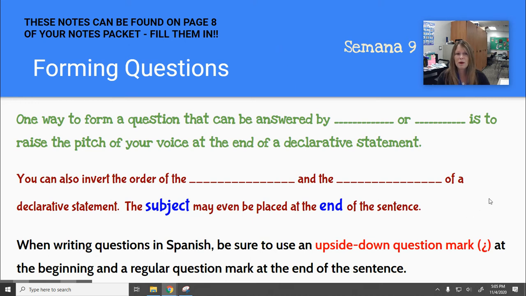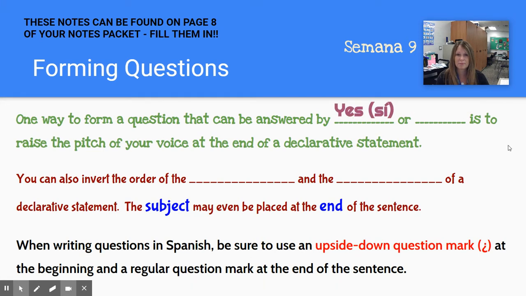Okay, so one way to form a question that can be answered by yes or no is to raise the pitch of your voice at the end of a declarative statement. So instead of saying, for example, Karen can ride her bike, you could say Karen can ride her bike? And just by raising the pitch of your voice, it sounds like a question.